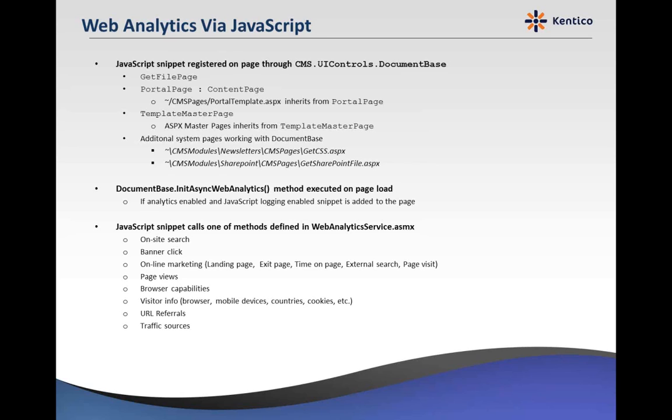I'm specifically talking about two classes, ContentPage and TemplateMasterPage. Those two create an instance of DocumentBase and call its methods. These two classes are used as a base class for standard page classes like GetFilePage or ContentPage, which is essentially the class inherited by the PortalTemplate.aspx page. And if you are familiar with how the portal engine works, you know that's pretty much the only physical page that every request for a portal engine based page is rewritten to.